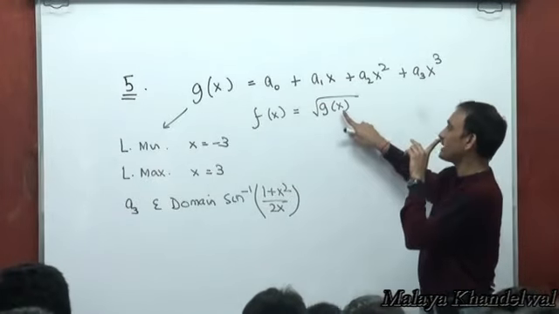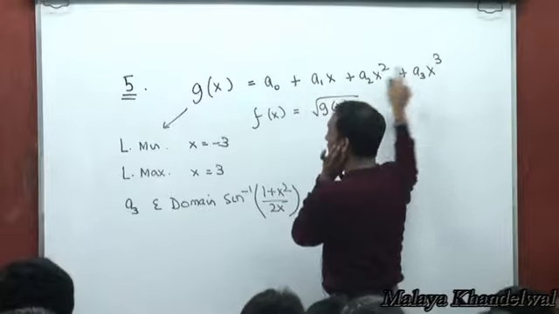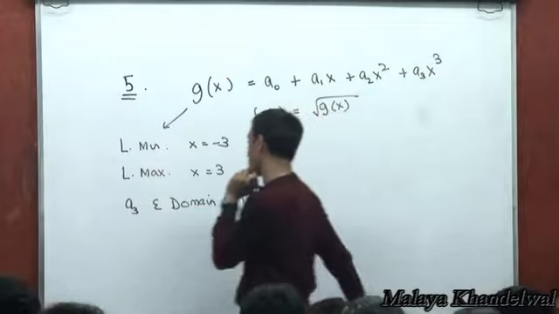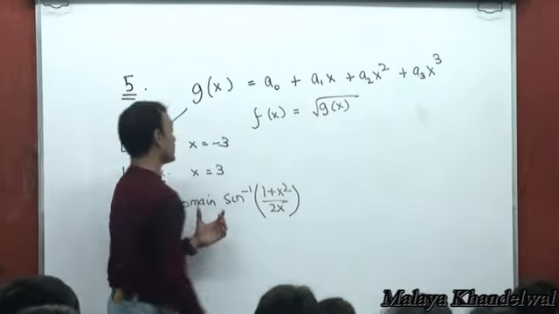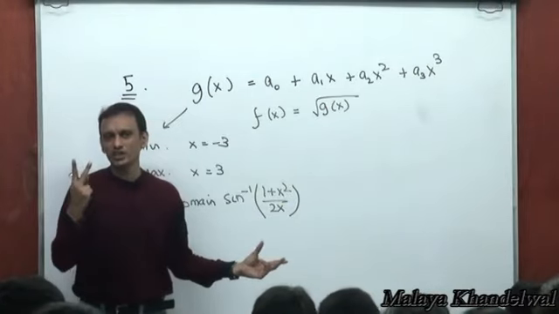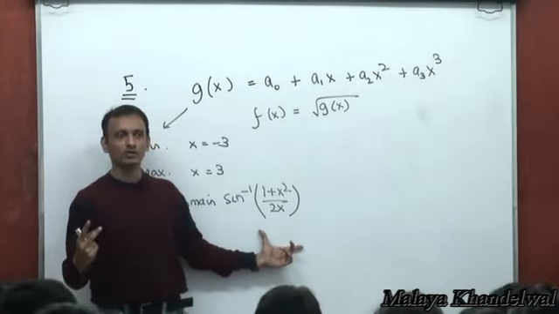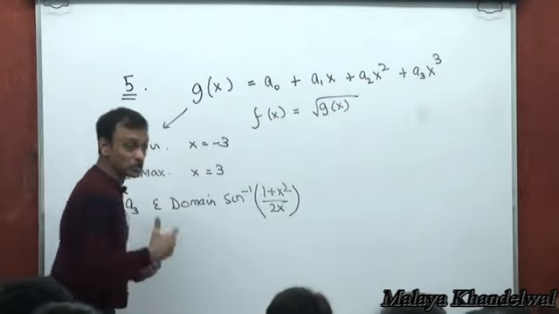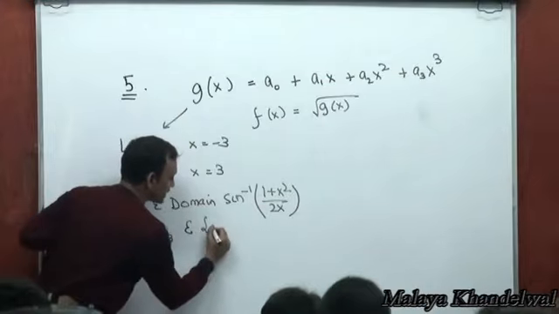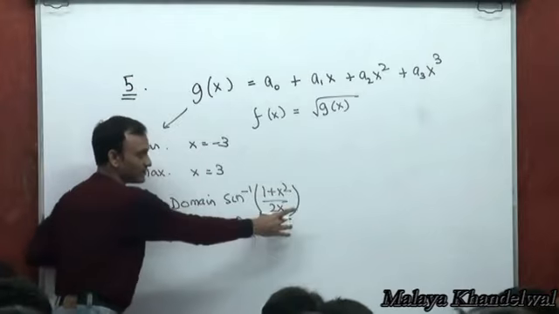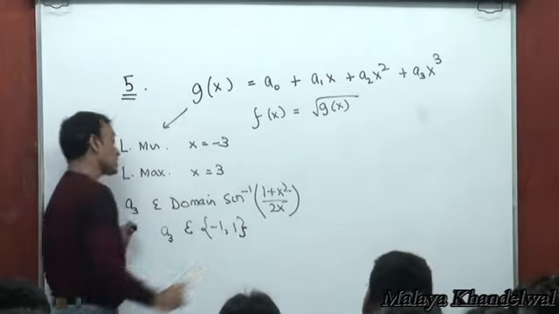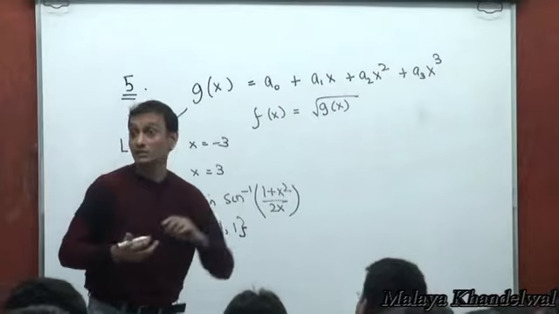F of x is root gx, and g of x, which is a cubic, has a local minimum at -3 and a local maximum at x equal to +3. One of the coefficients a3 is the domain of this function. What's the domain of this function? Plus and minus 1, just two values of x, right? Just two values of x, +1 and -1. Yes or no? So a3 will belong to the set -1, +1. Is there anyone who wants me to describe why the domain of this is -1 and +1? So a3 would either be -1 or +1.